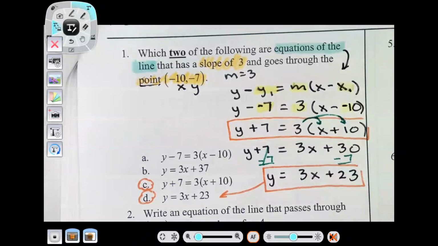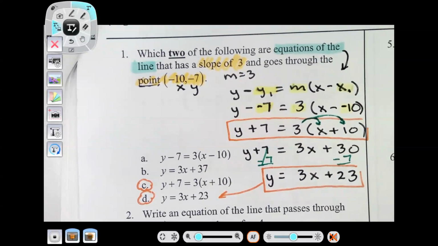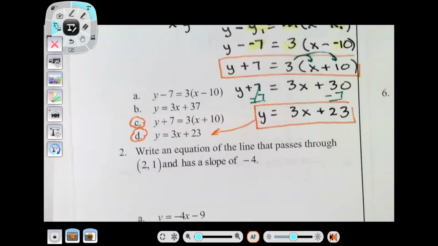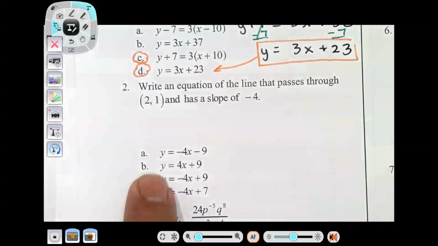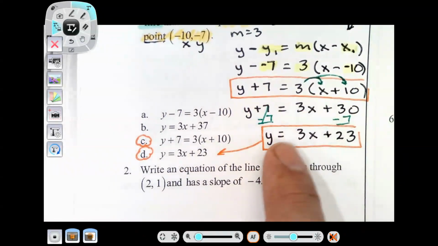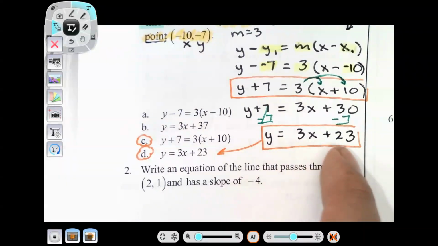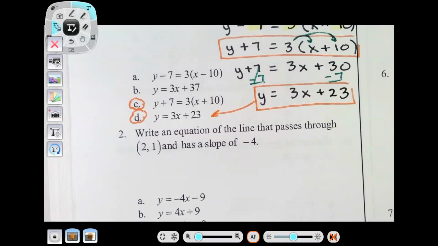Now, if you look at number 2, it's basically asking the same thing. So I am going to practice number 2 with you as well, even though it's the same type of question. But this time, look at all your answer choices. Y equals, y equals, y equals, y equals. They don't want to make it look like this. So I'm going to have to take it all the way to the end. Get the y by itself, and then I'll be able to pick my answer.